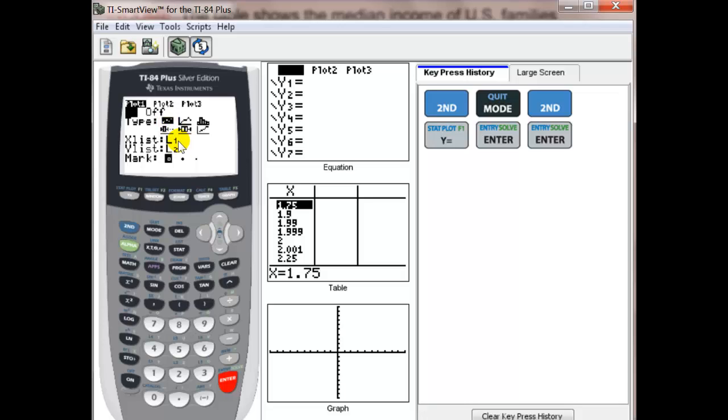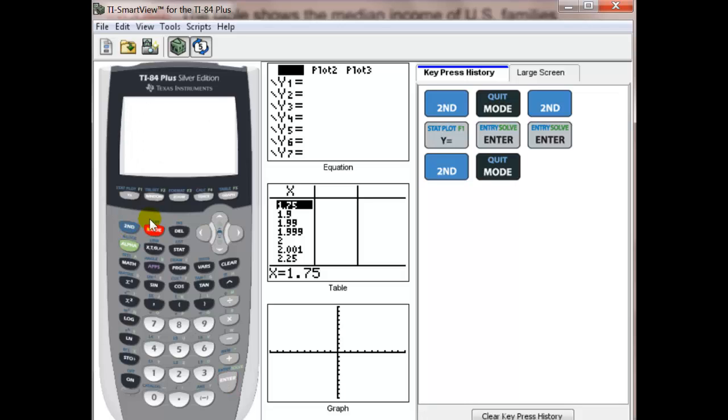Your X list is always your independent. Your Y list is your dependent, so X and Y, and then the type of mark. So now that that's on, we can go back to our home screen and let's adjust our window, what we're going to graph.